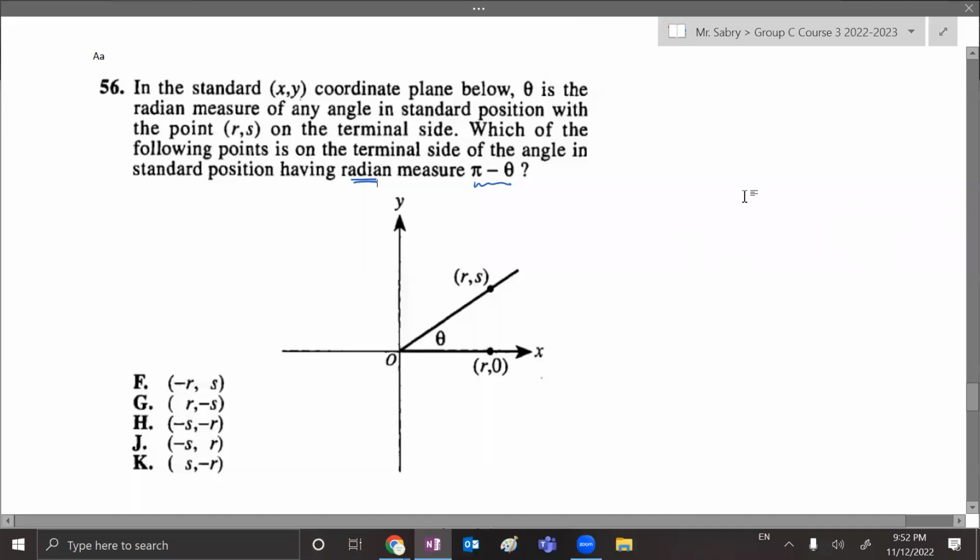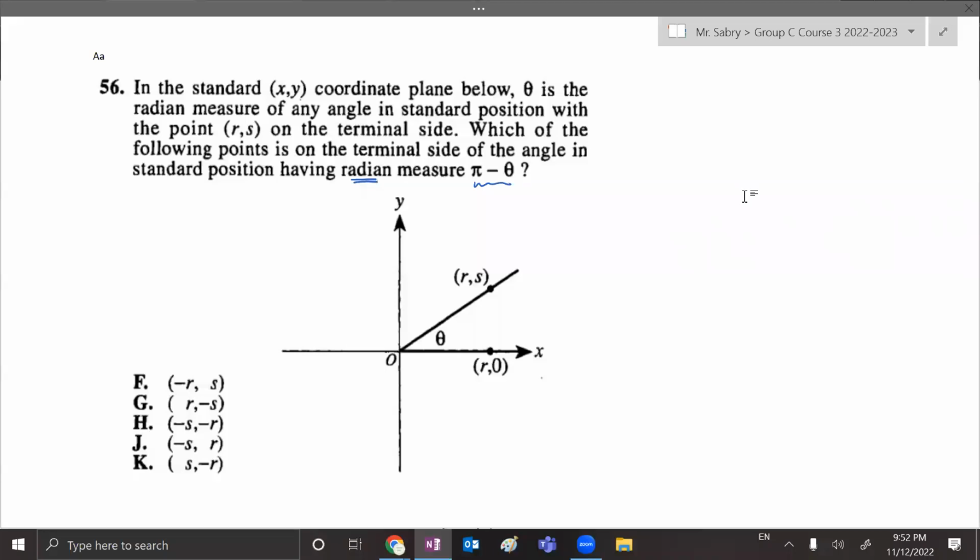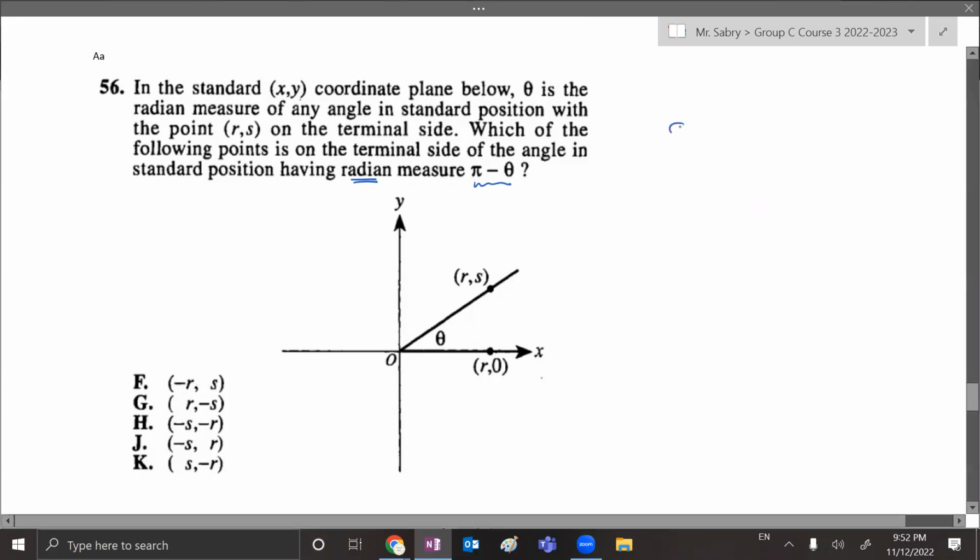So first of all, what's the radian measure? We learned earlier that in order to move from degrees to radians, and these are both units of measuring angles, let's say I have 30 degrees and I want to change that to radians. I should multiply by pi over 180. That should get me the answer in radians.